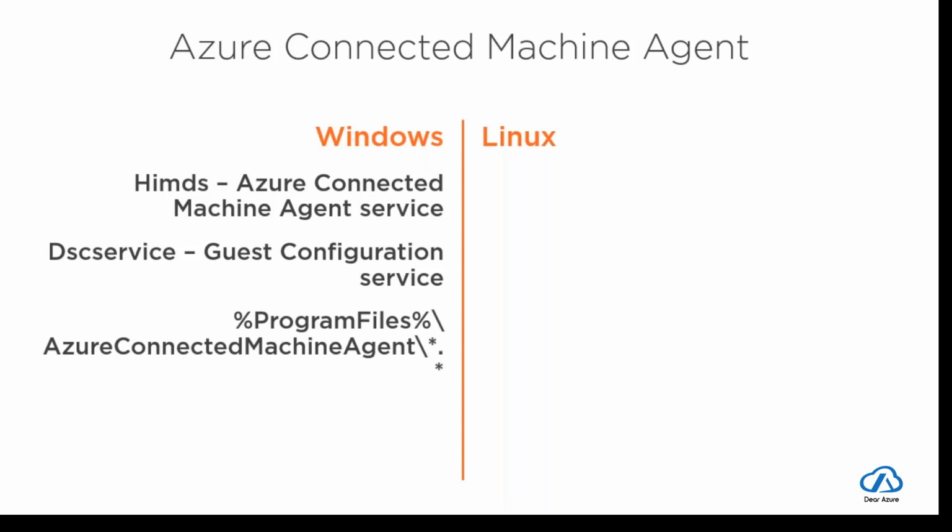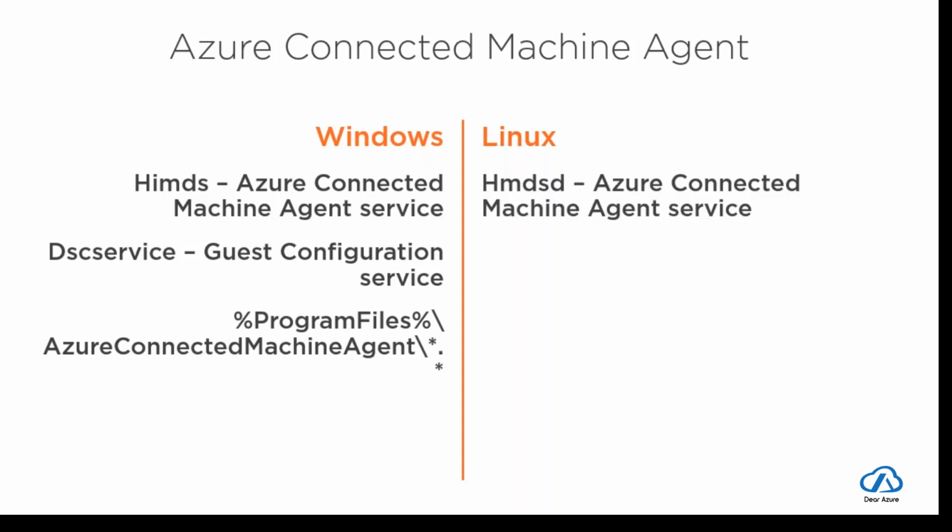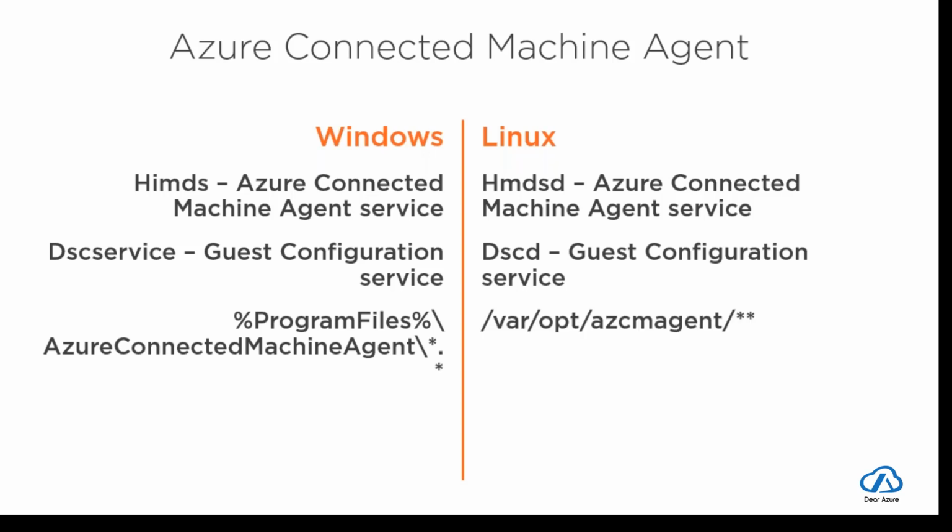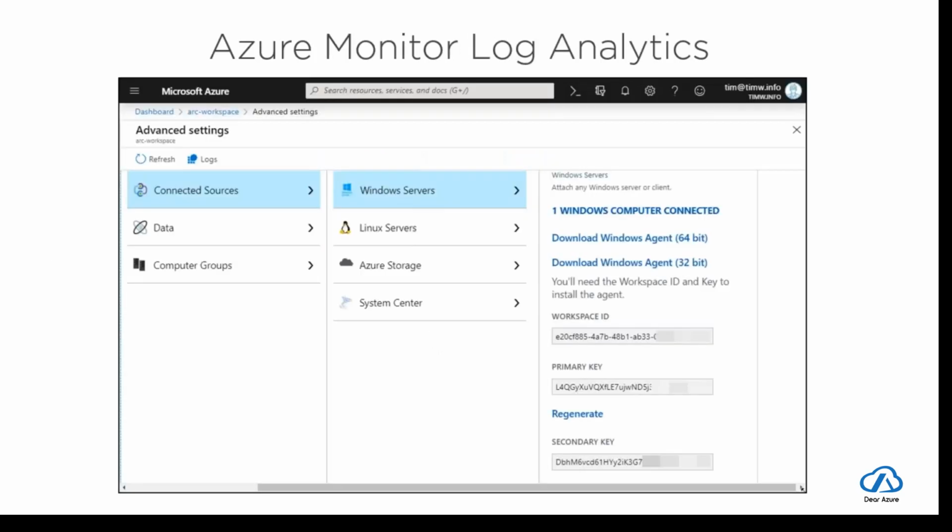That's for Windows. For Linux machines, again, it's 2 services. The Connected Machine Agent service is called HMDSD. I think I spelled that correctly. And the guest config is called DSCD. And the path for the binaries is var opt AZCM agent. Say that 5 times quickly. The agent also has an executable that you can run locally on your managed servers to change the properties of how the agent behaves. It's not graphical, it's just a command line utility.